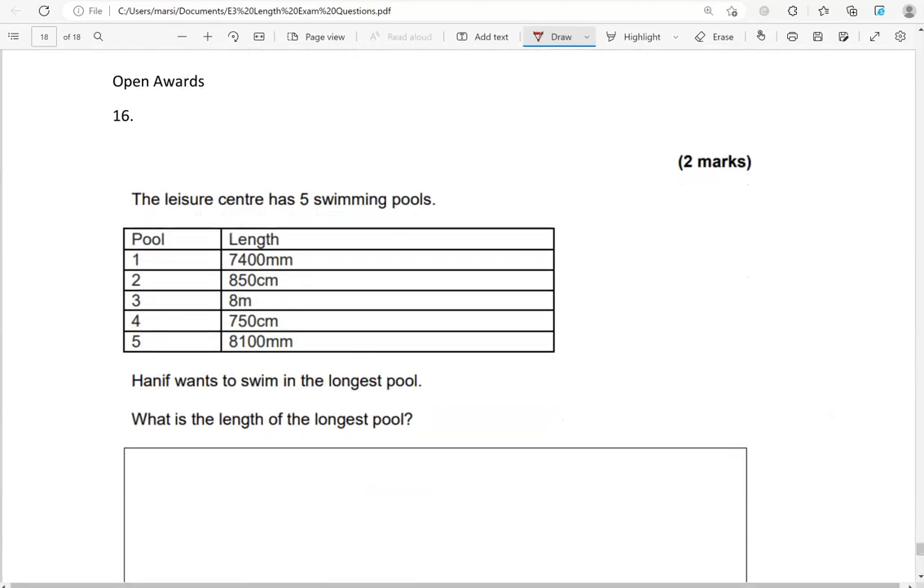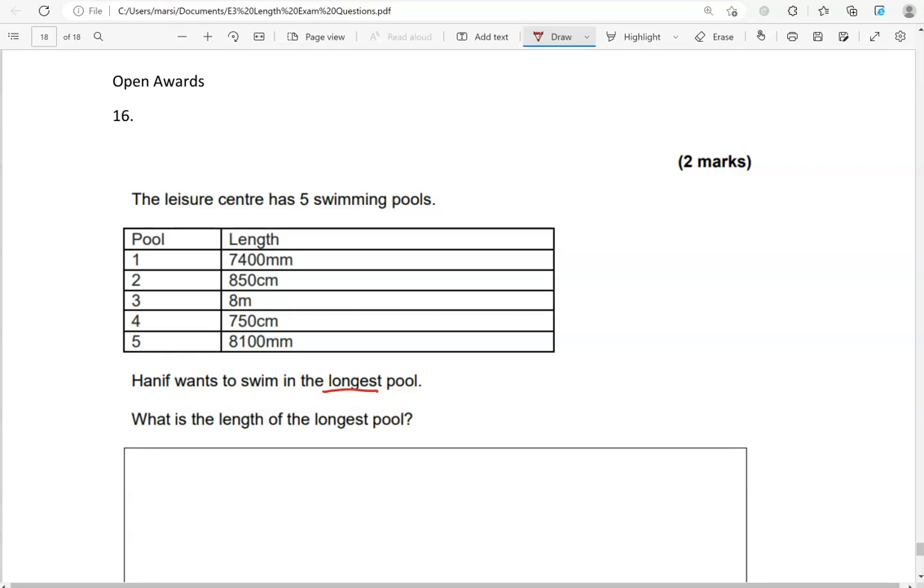The leisure centre has 5 swimming pools. Pool 1 is 7,400 millimeters, pool 2 850 centimeters, pool 3 8 meters, pool 4 750 centimeters, pool 5 8,100 millimeters. If one wants to swim in the longest pool, what is the length of the longest pool? So we've got these in millimeters, centimeters, meters. So I'm going to convert them all into centimeters because that's kind of the middle point.